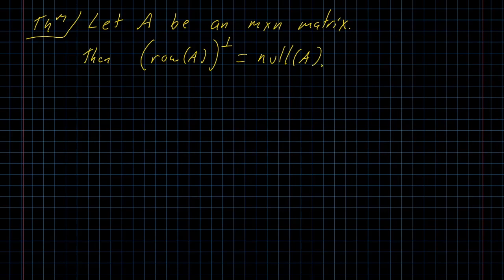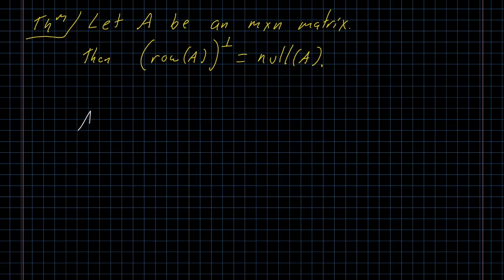Let A be any M by N matrix. With just that, the orthogonal complement of the row space of A is the null space of A. Remember what these things mean.